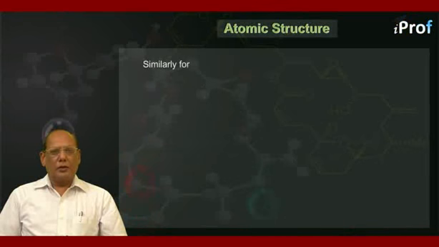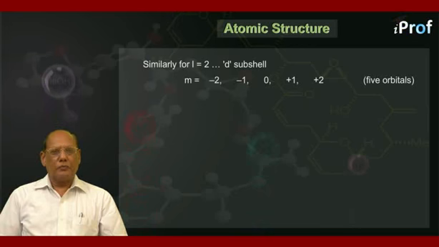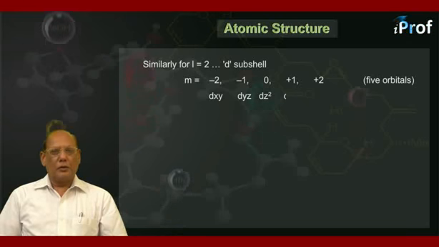Similarly, for l equal to 2, it represents d subshell. Then m will have five values, -2, -1, 0, +1 and +2, representing five types of orbitals. We can assign these numbers to the following orbitals: -2 to dxy, -1 to dyz, 0 to dz square, +1 to dzx and +2 for dx square minus y square.